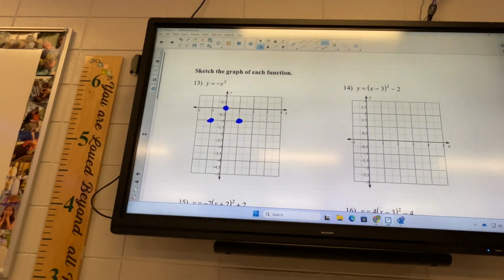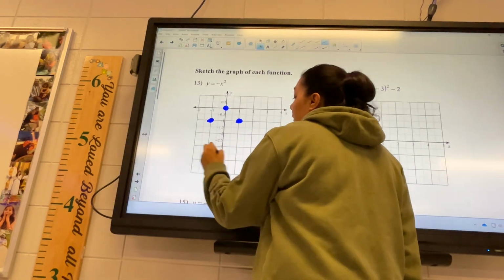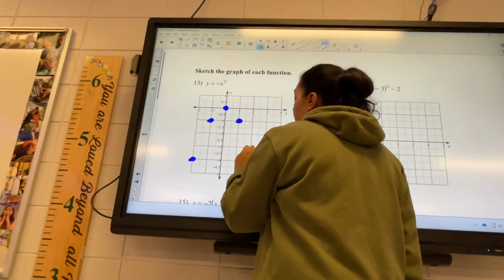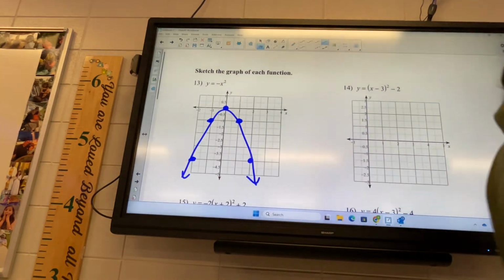And what is the first point you make called? The vertex. There you go. Okay, so it's called the vertex. How do you know if something's a quadratic?